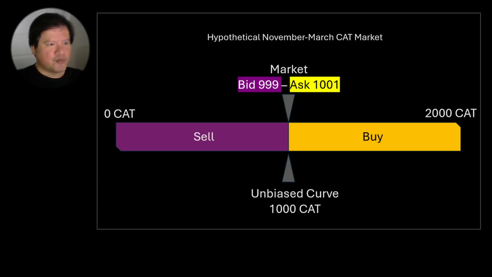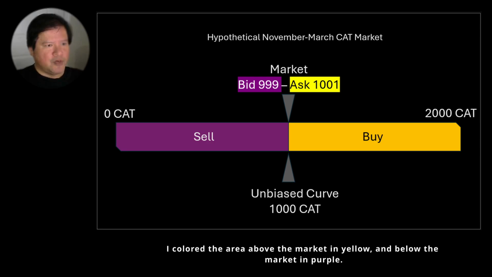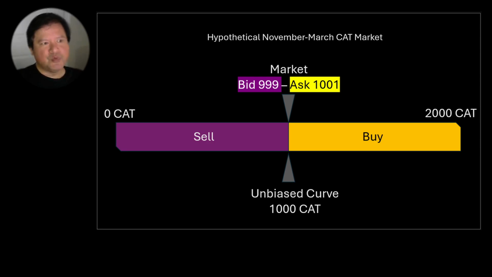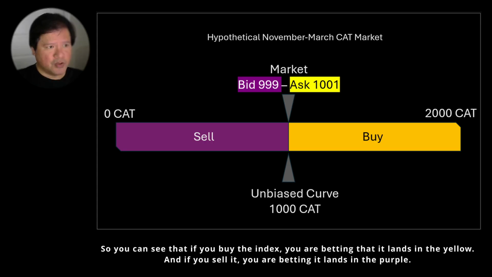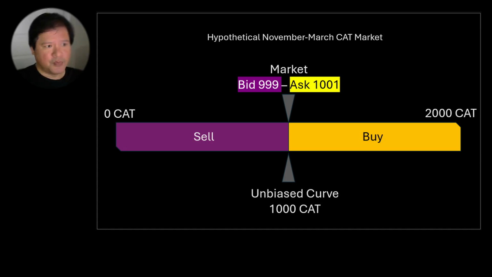Let's say the market for this index happens to be bid at 999 and offered, or asked, at 1,001. It's a pretty tight market with only a 2-degree spread. And as you can see, I colored the area above the market in yellow and below the market in purple. So it should be really clear that if you buy this market, you're betting that the index is going to settle in the yellow. And if you sell this market, you're betting that it's going to land in the purple.